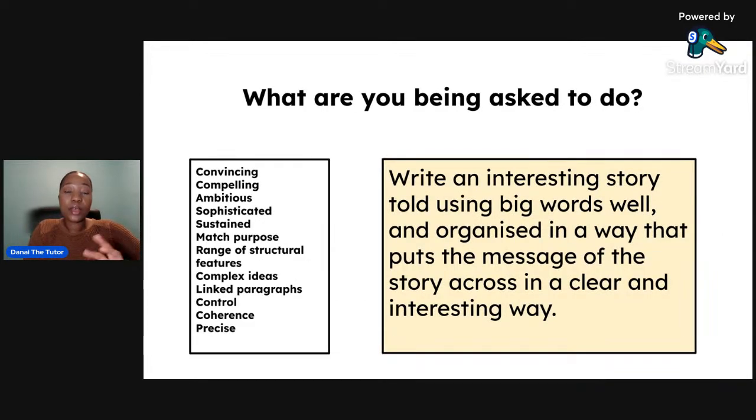But to understand what they're all looking for, okay, I had a look through all the mark schemes, and I've summarized basically what they want from you. I've put it really simply. You are being asked to write an interesting story told using big words well and organized in a way that puts the message of the story across in a clear and interesting way. That is basically what you are being asked to do, okay.